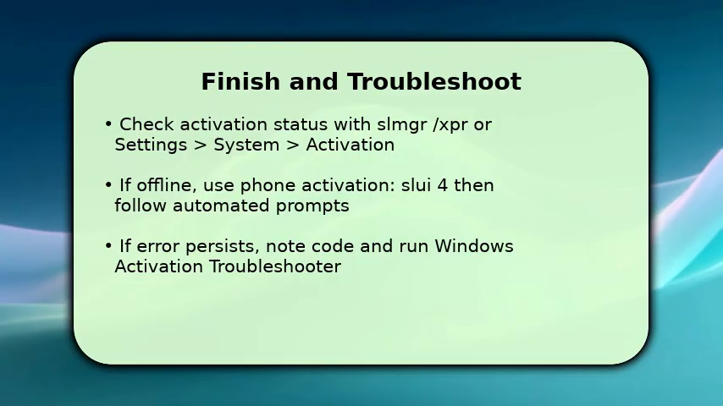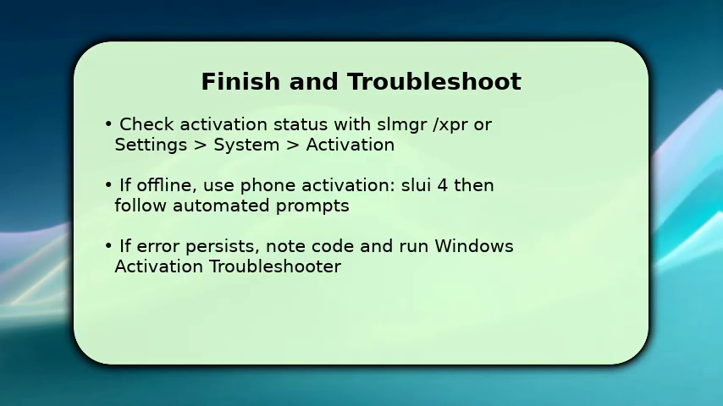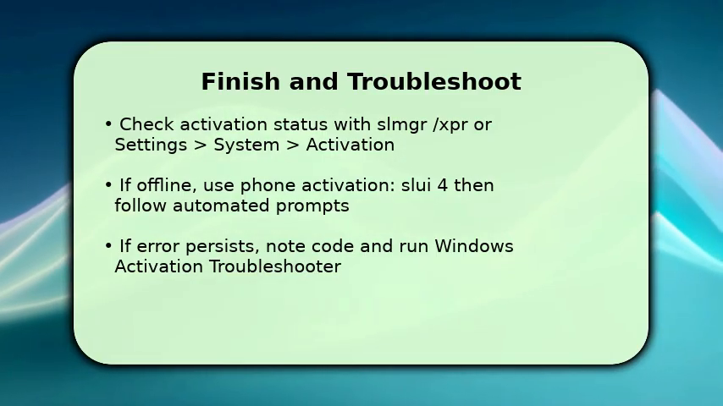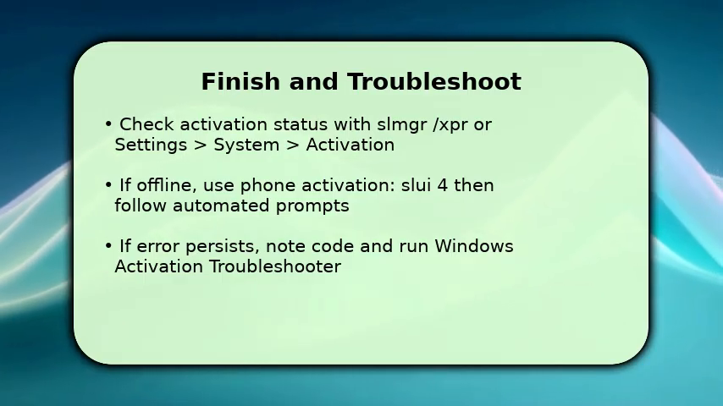If your offline or online activation fails, run slui 4 to start phone activation and follow the prompts provided. This is useful when network activation is blocked. Make sure to record any error codes.